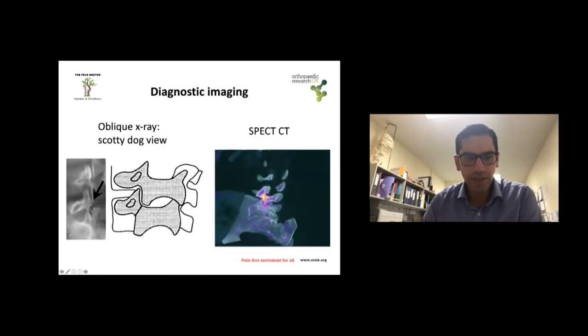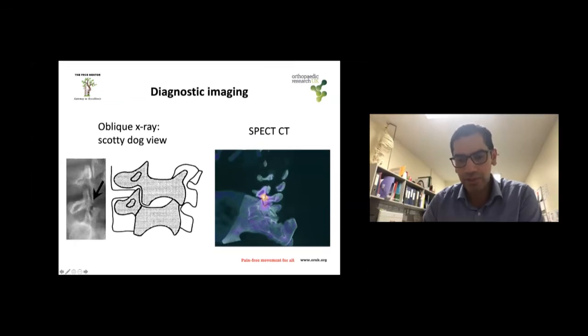In terms of diagnosing, a plain lateral X-ray is difficult for diagnosis. So an oblique X-ray creates what's called the Scotty dog view. And the pars interarticularis is seen as a line across the neck of the dog or the collar. So you can see on that radiograph, there's a lytic area across the neck of that dog, and that is the pars defect.